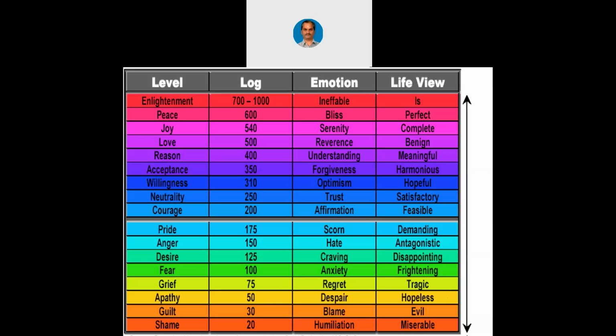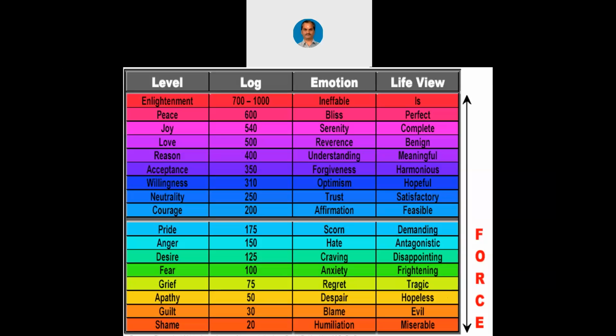What does this arrow mark mean? The 6 enemies and the 8 arrogances are going to pull you down. There is this force of Maya and Mithya. I had shown you in the previous slide the meaning of Maya and Mithya, because of which there is a misunderstanding. Because of the misunderstanding of life, that is the force which is pulling you down towards pride, anger, desire, fear, grief, apathy, guilt, and shame. Ultimately, life is becoming miserable because of this misunderstood force.